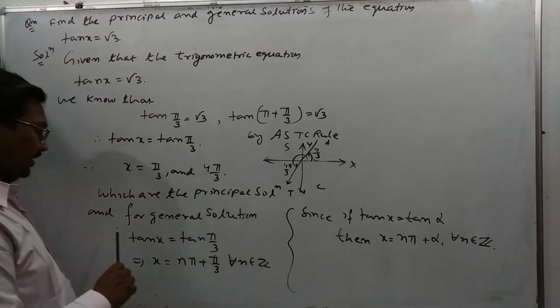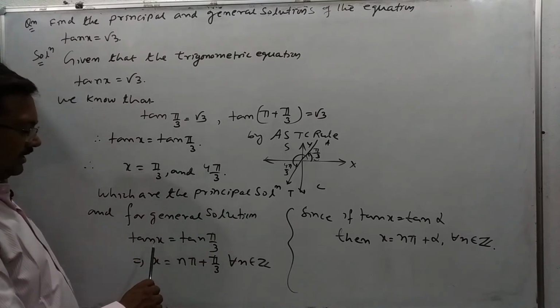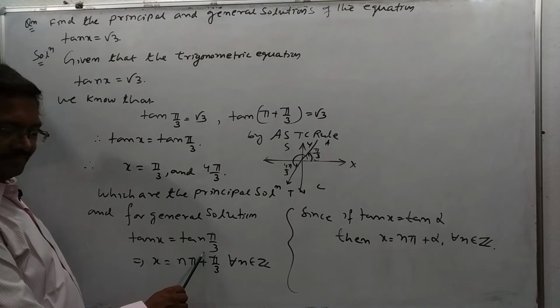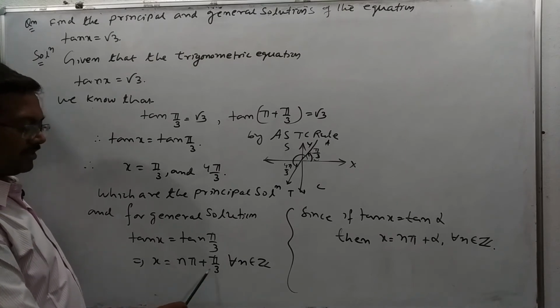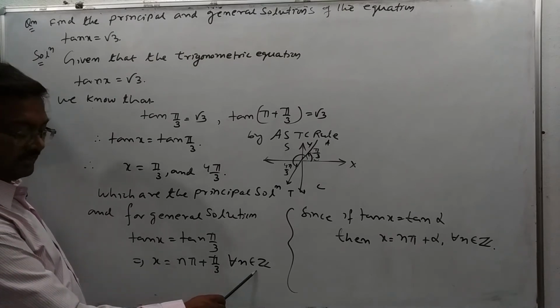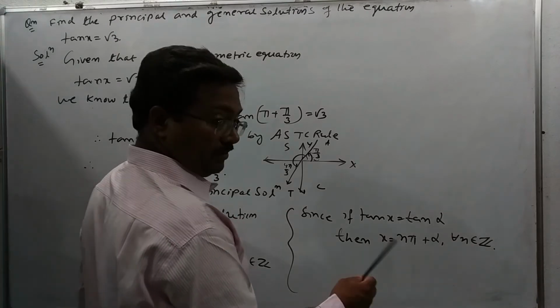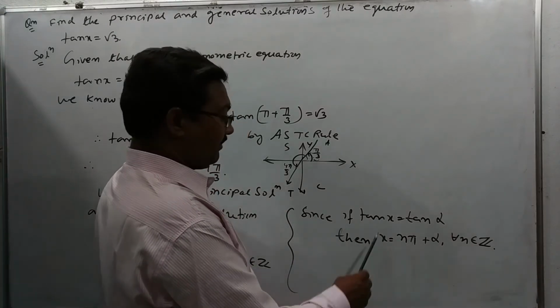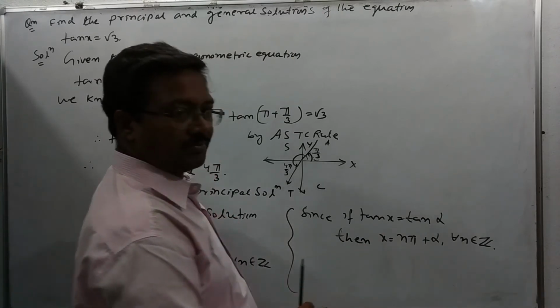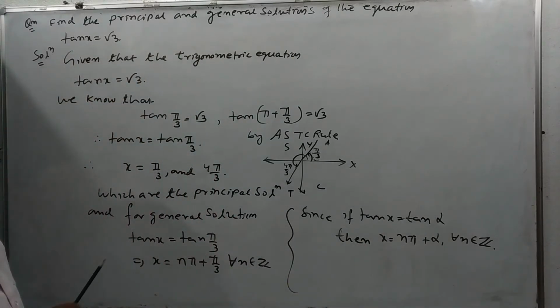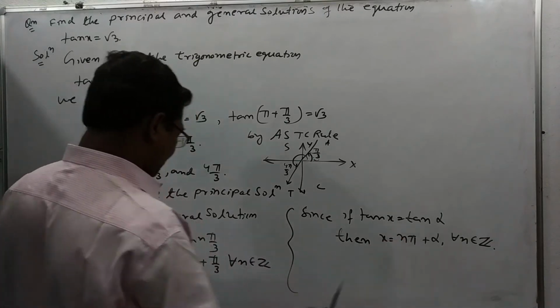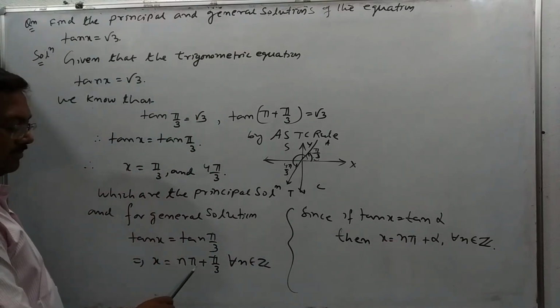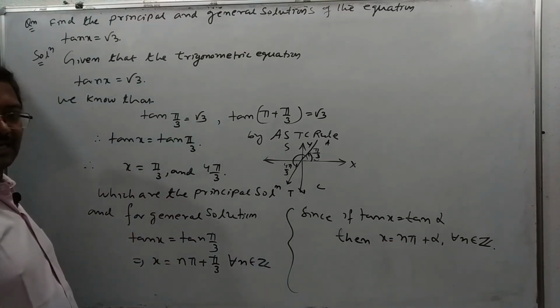Now, for the general solution, tan x equal to tan pi by 3. So x equal to n pi plus pi by 3 for all n belongs to Z. Why? We have the formula. Last time we proved that if tan x equal to tan alpha, then x equal to n pi plus alpha for all n in the integer set. So x equal to n pi plus pi by 3 is my general solution.